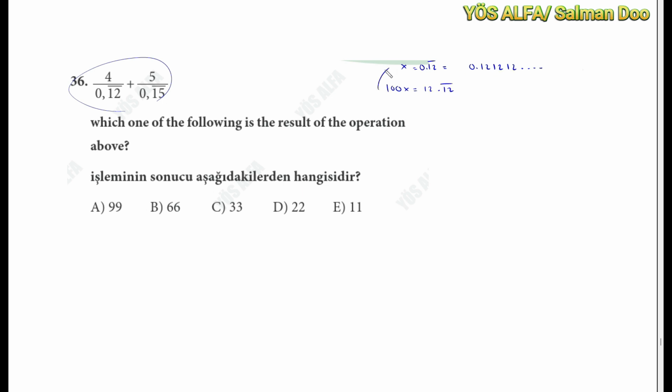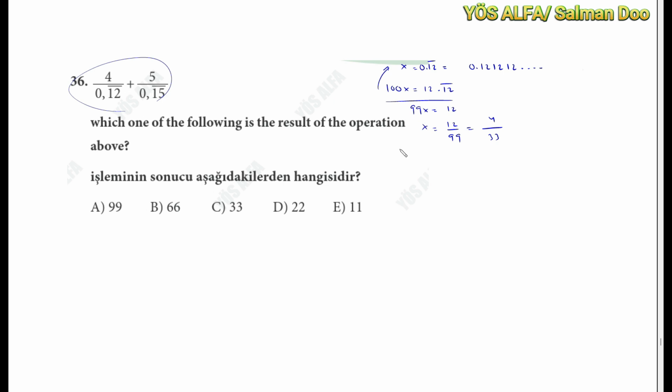So now let's subtract these two. 100x minus x is 99x, and 12.12 bar minus 0.12 bar is 12. From here we have x is equal to 12 over 99. Let's simplify by dividing both the numerator and denominator by 3. So we have 4 over 33.